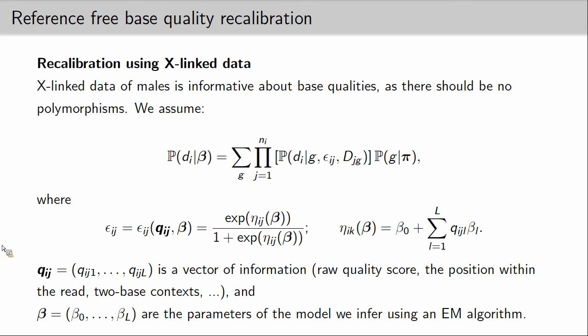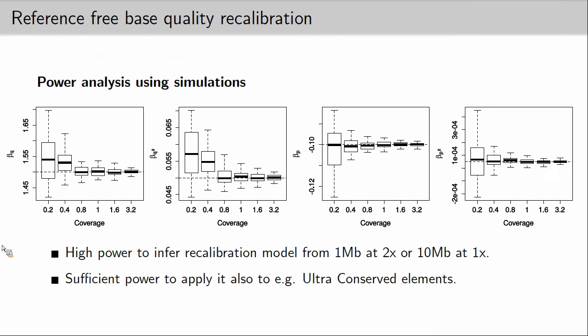And then I want to know which coefficients beta of the linear model maximize this likelihood. So I try to find the transformation of quality scores that best explains the data in a location at which I do not expect to see any polymorphic sites, but without actually making any assumption about what the reference base is. Okay, so this is the basic idea. And we use an EM algorithm to work that out. It works relatively fast. Does it work?